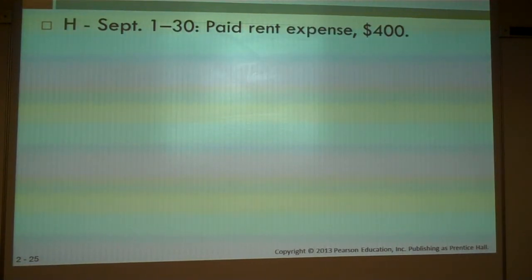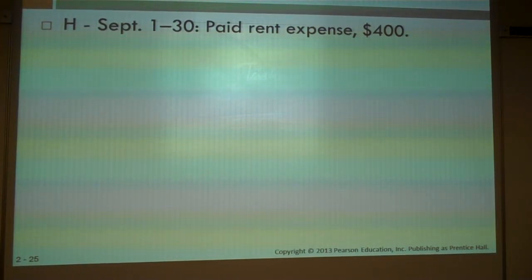H, paid rent expense, $400. What accounts are affected? Cash and rent expense. Do we need to ask the C question? Can we go right down to the D question? Because cash was involved. What was cash? A credit. So what does our debit have to be?